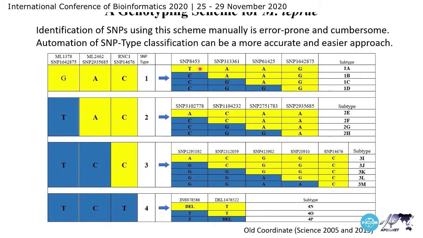And then, if the SNPs at these 4 genomic loci are C, G, A, and G, then your sample is of the subtype 1C. Identification of SNPs using this scheme manually is error prone and can be cumbersome. What is desired is automation of this type of classification, which can be both more accurate and easier.